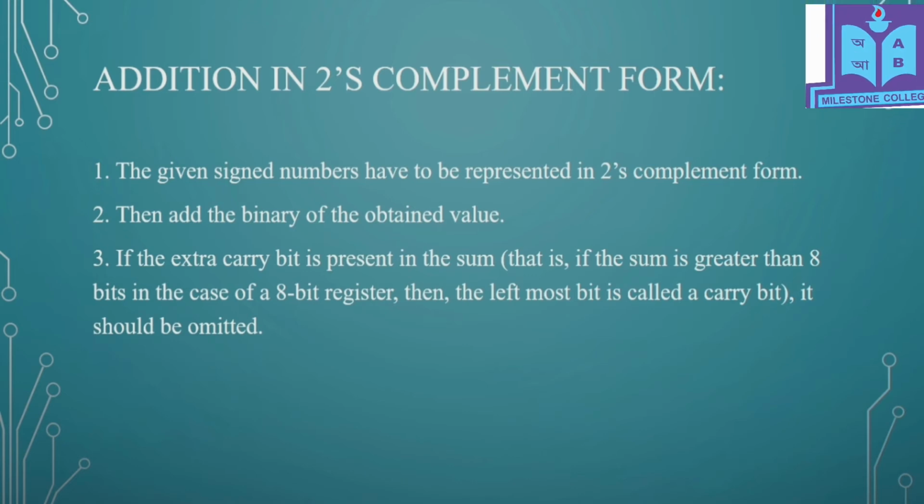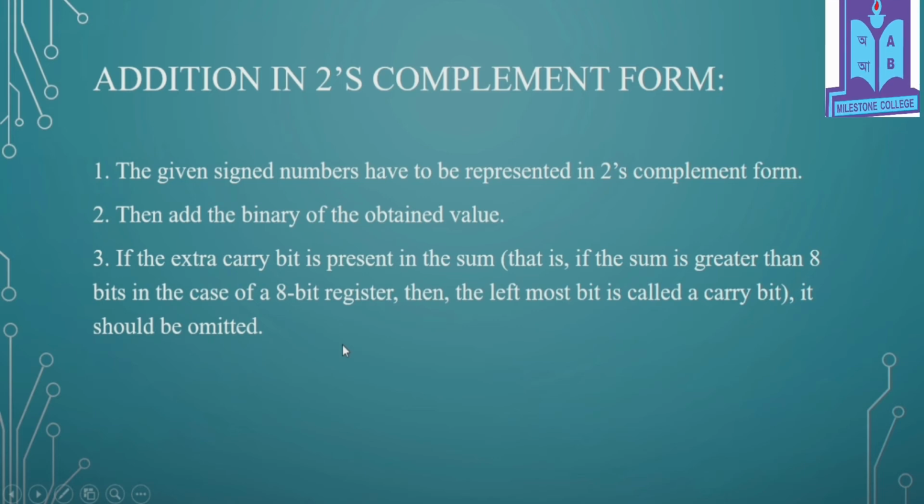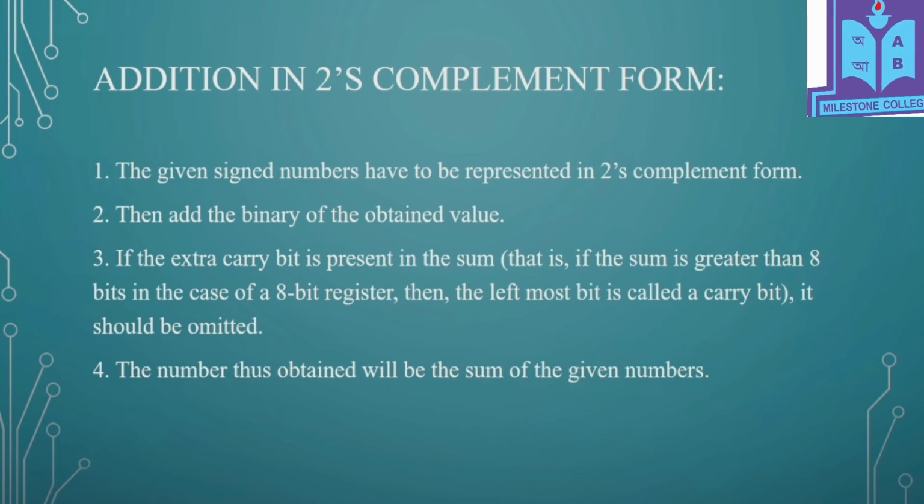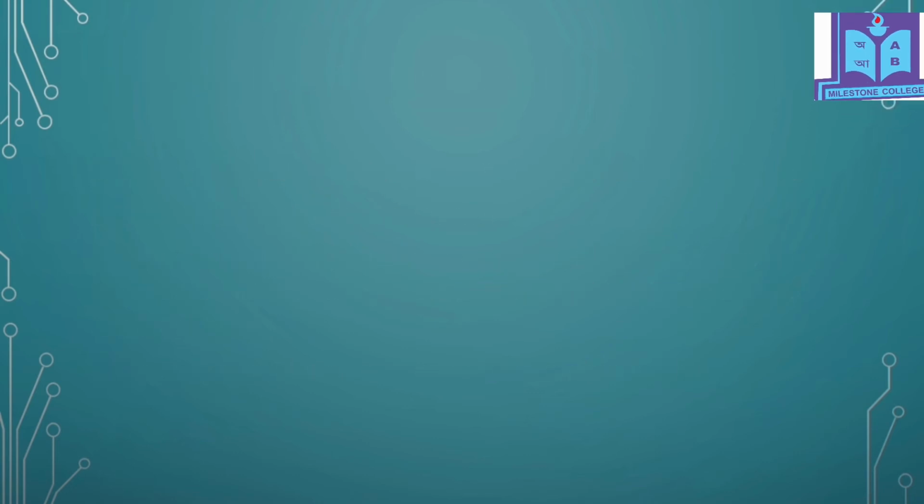In other words, if it is an 8-bit register, you must keep in mind that you can put 8 binary digits in a single register. You can't put more here. So the extra bit, the 9th bit, will be counted as the carry bit. It should be omitted, because you have an 8-bit register, with 8 slots of binary bits. The number thus obtained will be the sum of the given numbers. This is the process of addition in 2's complement.